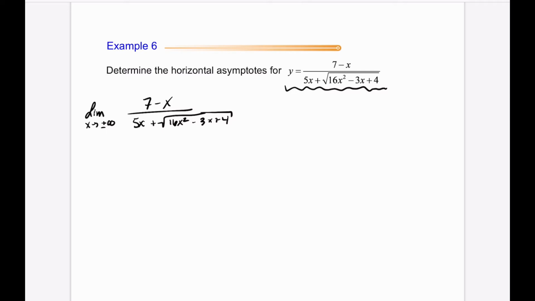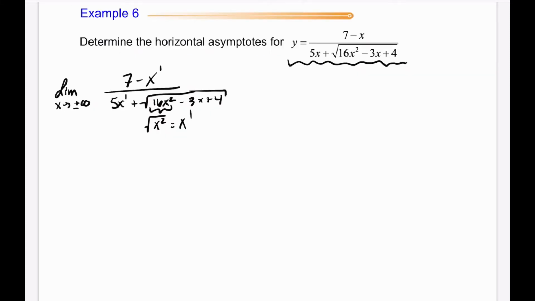I know that it's always going to come from my highest power of my variable. So right now my highest power of my variable is a 1 here and also a 1 in the denominator. It's a 1 in the denominator because I know that the square root of x squared has a power of 1. So let's look into solving it. I'm going to start taking something out of the radical in the denominator. I know that the square root of x squared is equal to x. So let's start out by taking out an x squared.